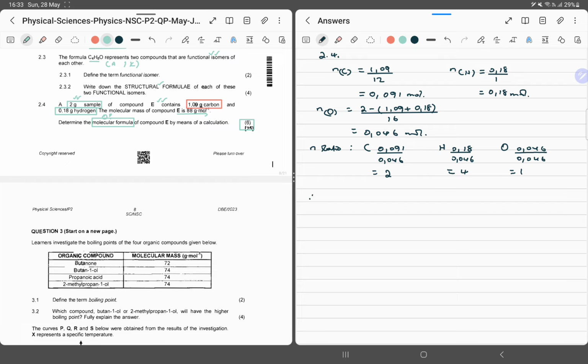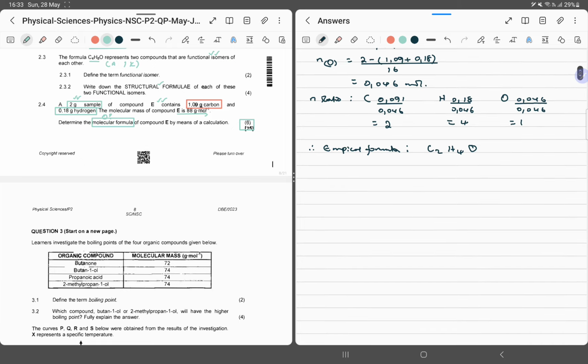Okay, so we can say there for the empirical formula is such that we've got C2H4O. Okay, so that's what we've got.